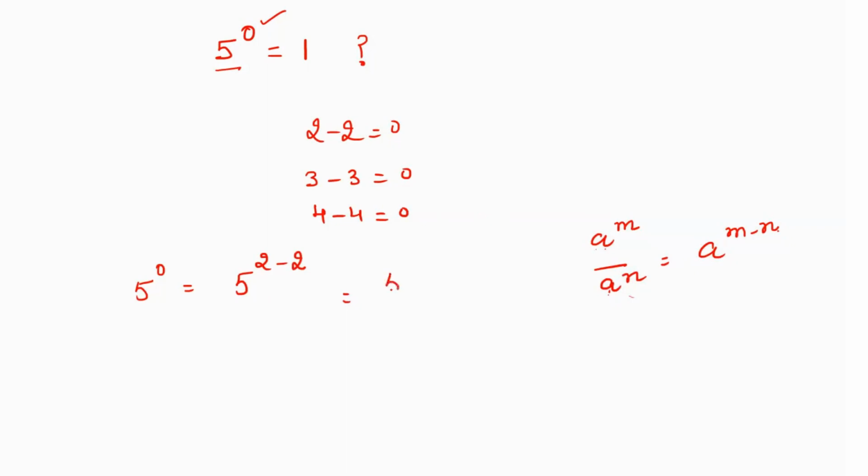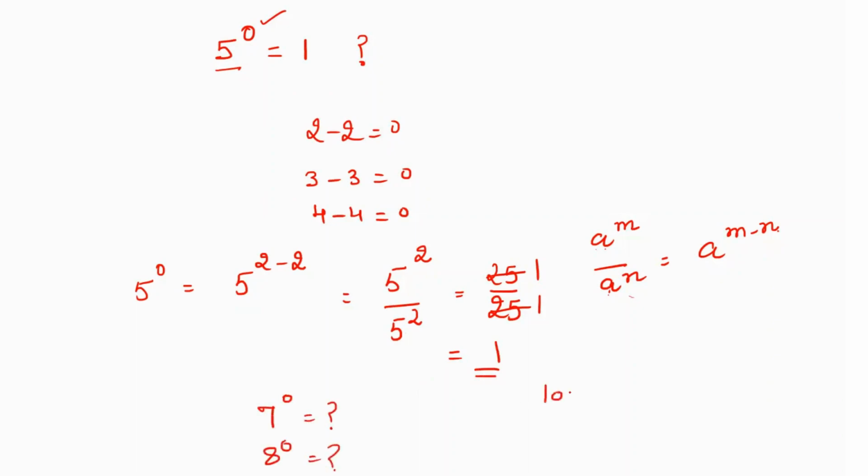So I can write this as 5 raised to power 2 upon 5 raised to power 2. 5 raised to power 2 is 25, so 25 upon 25, and when we cancel it, we get 1. That's why anything raised to power 0 is always considered as 1, whether it is 7 raised to power 0, 8 raised to power 0, 100 raised to power 0, or any number.